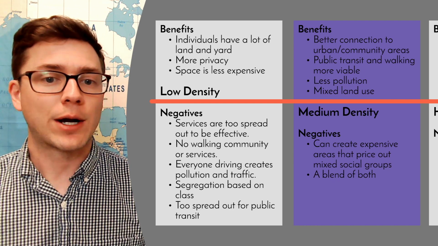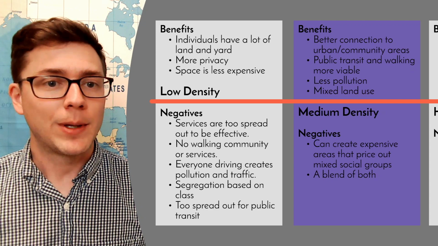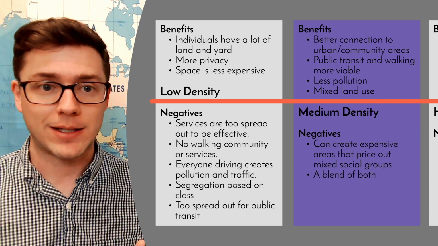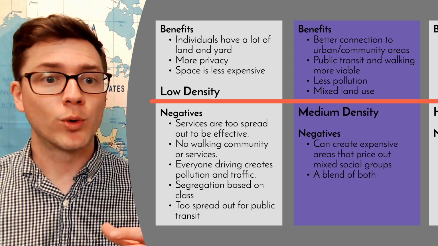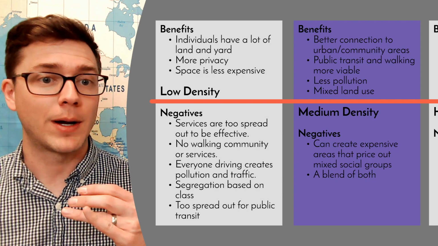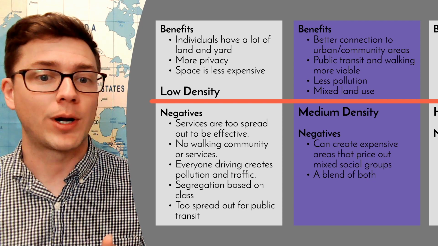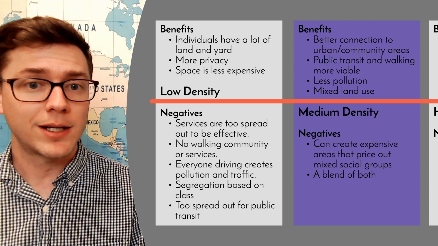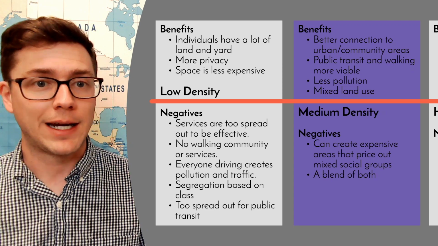It also creates segregation based on class, because you have to have a certain amount of money to own your own land out in spaces like this. So the schools and areas in that are typically segregated by social class because people are not able to afford those things. And like I said, it's too spread out for public transit, so people are unable to be connected.